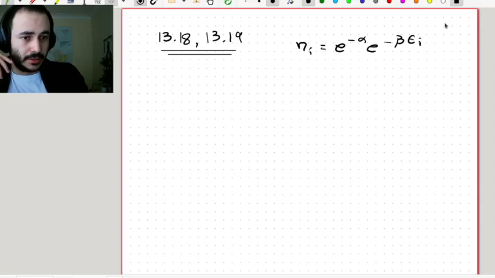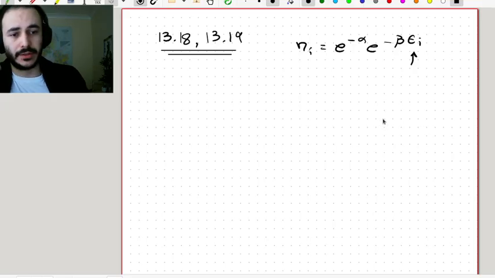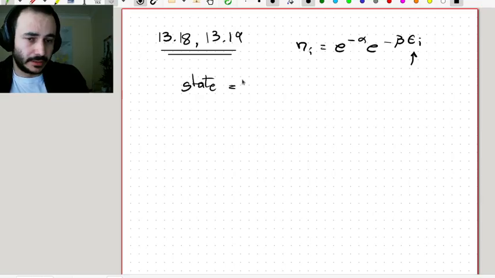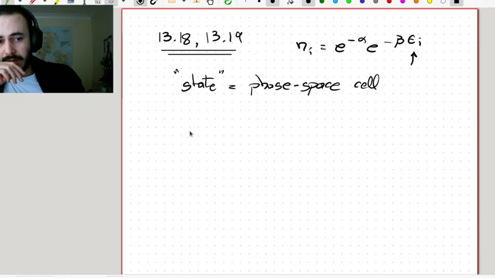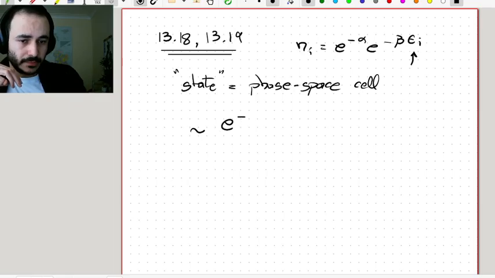Okay, so you just have to make assumptions on what the energy of every phase space cell is going to be. We have already discussed that the difference in the equilibrium occupation between any two states of the system, and by state here I mean phase space cell, that's the association I make, is going to go like the exponential of minus the energy difference between these two points.